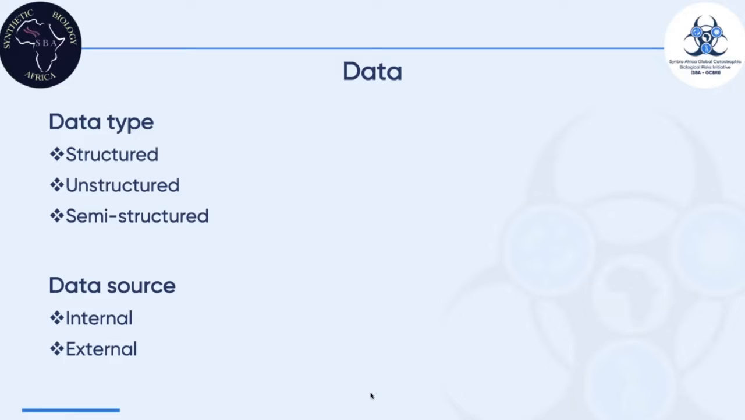And then also, where does the data come from? Data comes from internal and external sources. Internal data is the one that you produce within an organization. And external data just comes from outside, for example, from the government population statistics and so forth. So you have three different types of data, and then you have two sources of data. So I'm going to spend some time explaining what data is.